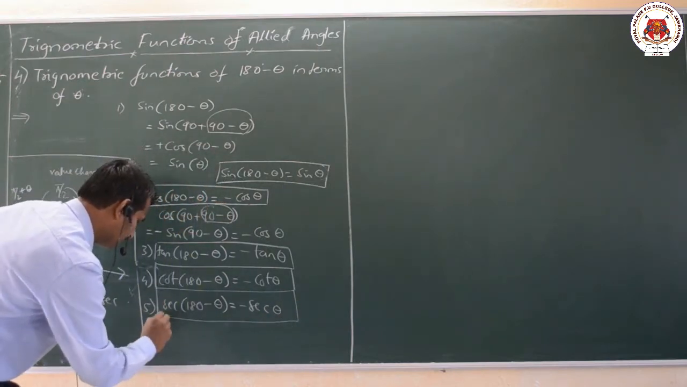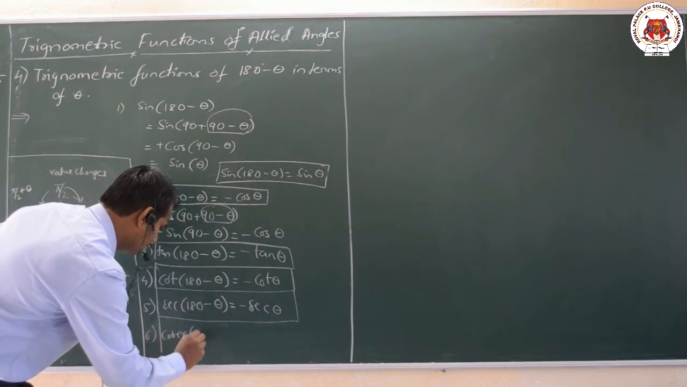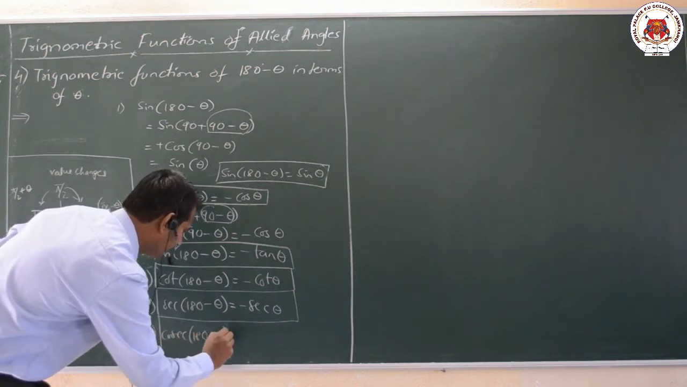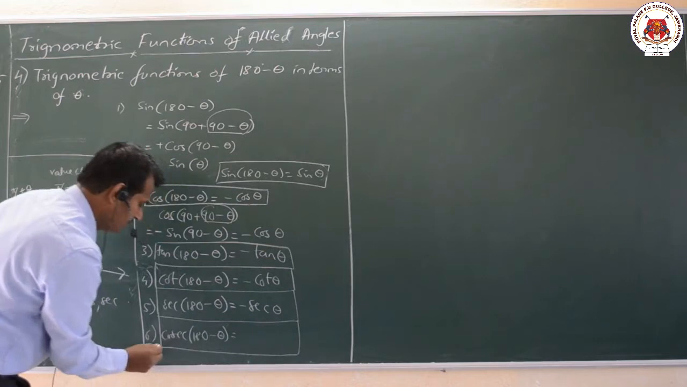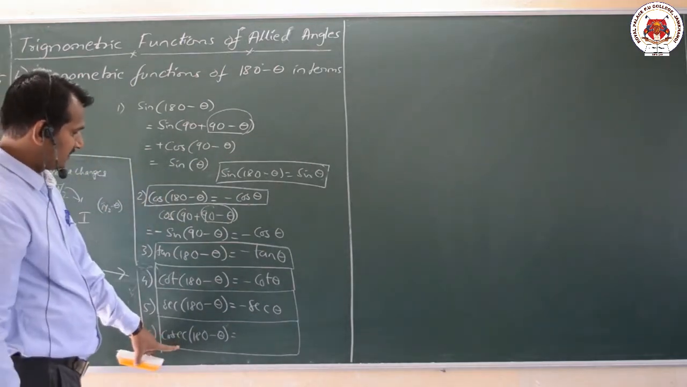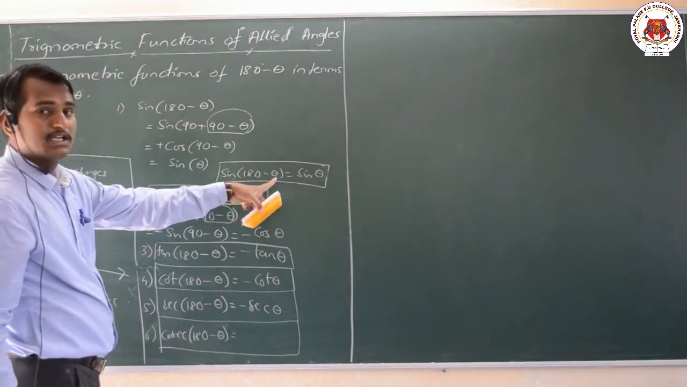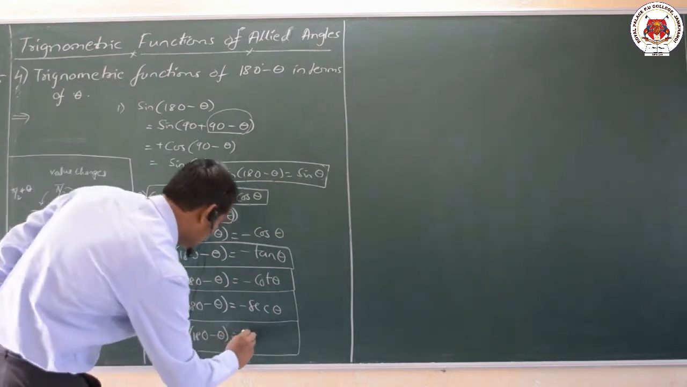And the last one, the sixth one, is cosecant of 180 minus theta. What will be the value here? Cosecant means 1 by sine, so 1 by sine of 180 minus theta is 1 by sine theta, and 1 by sine theta means cosecant theta here.